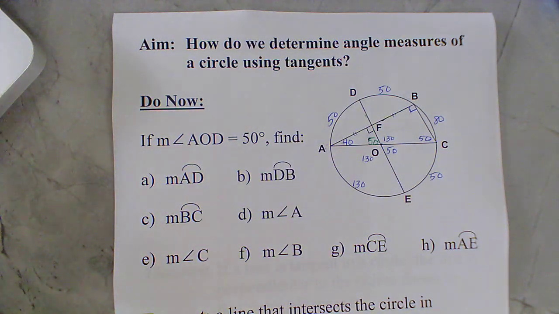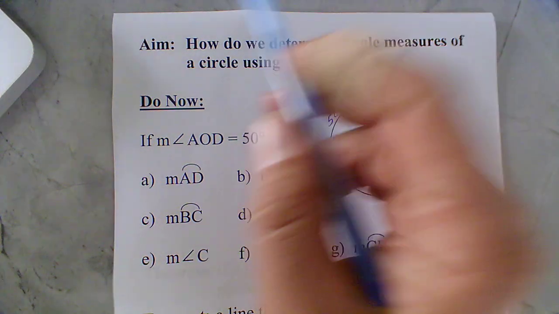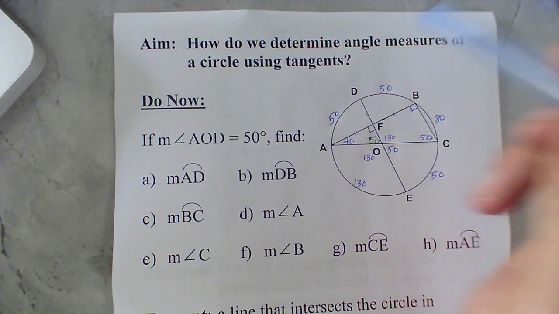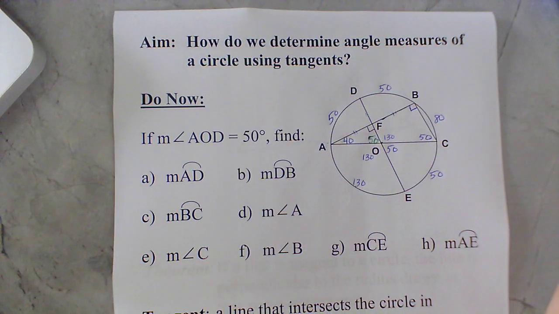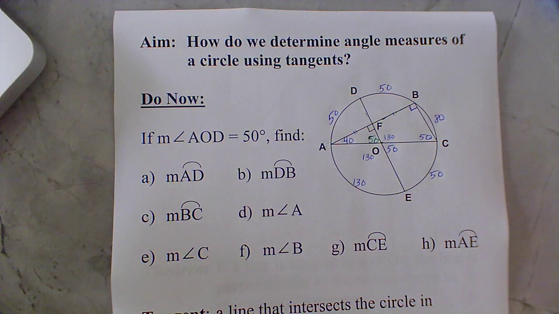All right, here we go. So, second one. Now, I want to tie into the aim here a little bit. How do we determine angle measurements of a circle using tangents? So this whole lesson is really about different variations of the role that tangents can play in these problems.